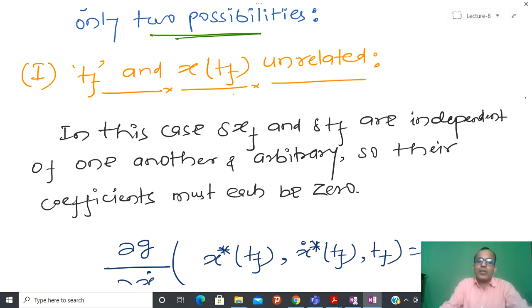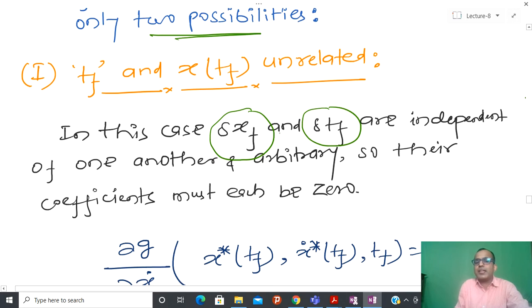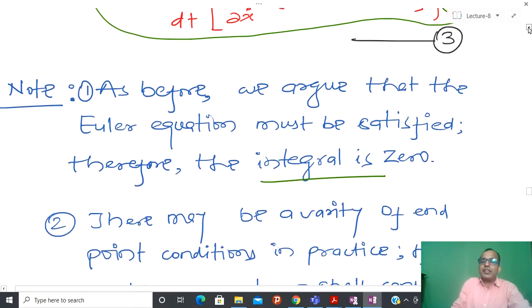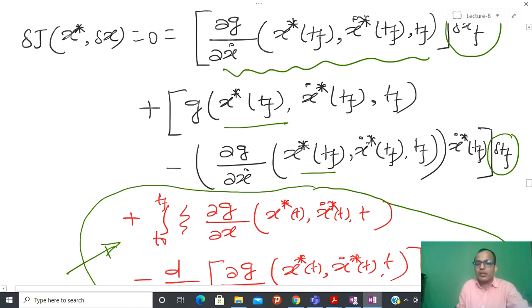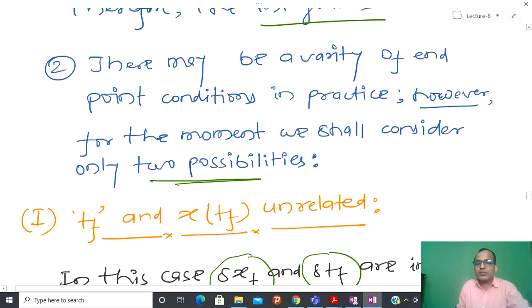So if there is no relation, then in order to make the variation equal to 0, we have to put this kind of condition, since these two things, delta x and delta tf, the variation in final state and variation in final time, are independent from one another and also arbitrary. Due to that reason, the coefficient related to each variation, this and this, is also 0, and this is also 0. So I have this kind of situation.